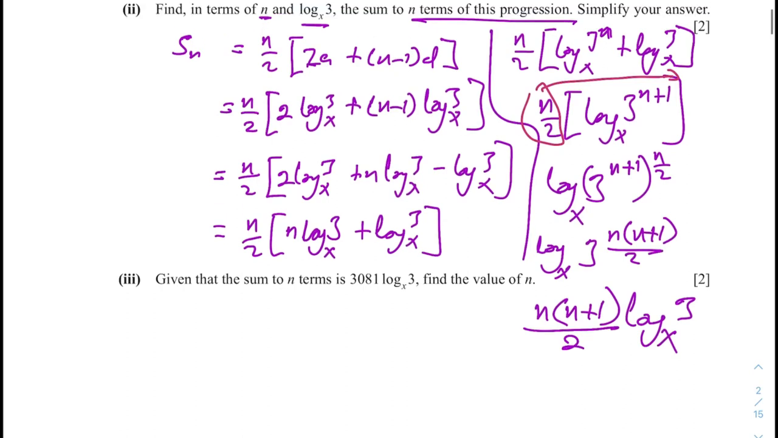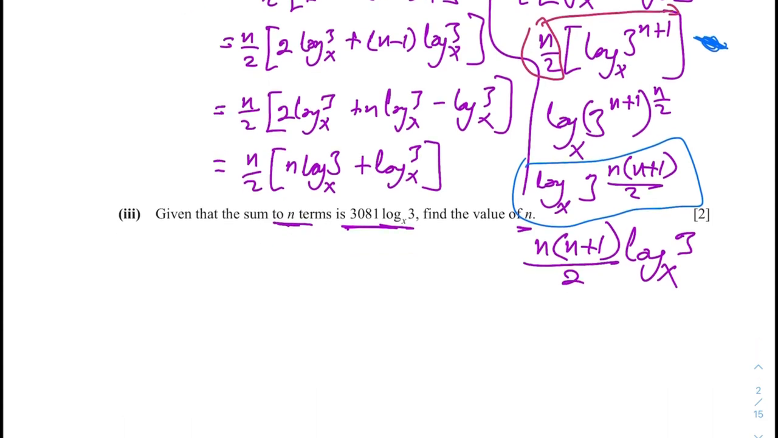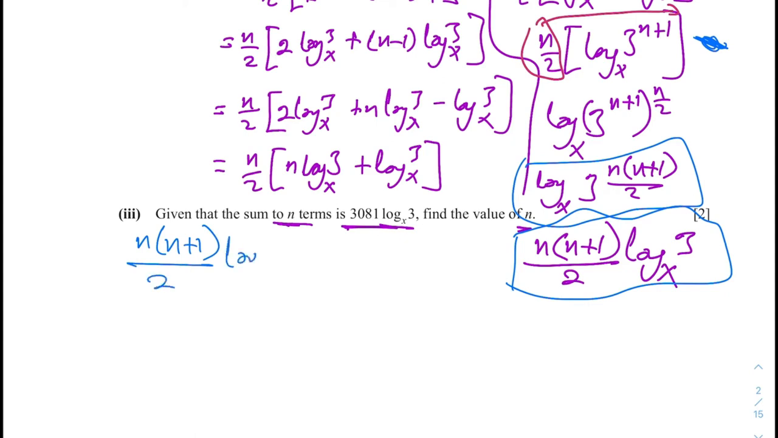But truth be told, if you were to leave your answer at this stage, or this stage, you'll still score. So don't worry about to what extent you should stop simplifying. It doesn't matter. You just put a few things together, that's it. Now they are saying that given that the sum to n is this, find the value of n. But remember that what we have here is our sum to n. So our sum to n is actually n into brackets n plus 1 over 2 log 3x.